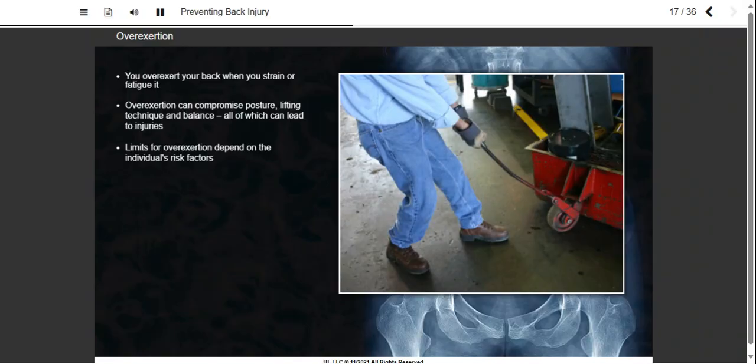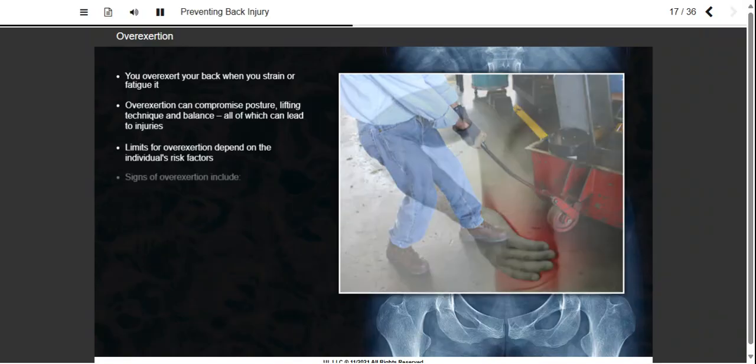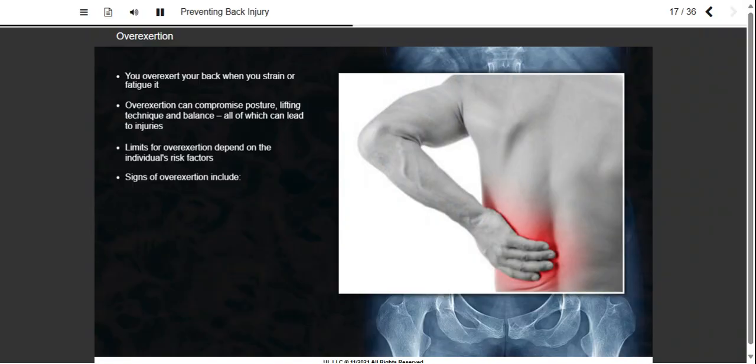For example, an athlete may have a higher threshold for overexertion than someone who is out of shape. We tend to ignore the subtle signs our back gives us when we have done too much until we suffer a debilitating injury. These early warning signs of overexertion could be brief spasms or a pain. But if we continue to lift or push or pull, ignoring our physical limitations, there's a very real risk of serious long-term damage.